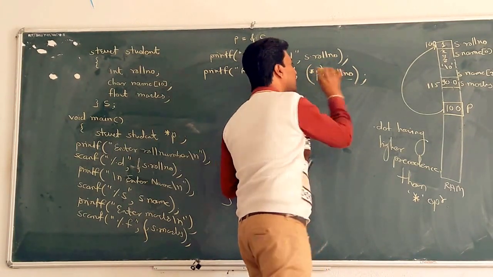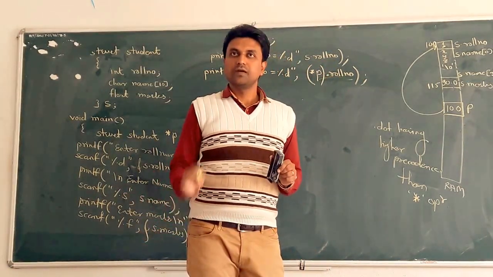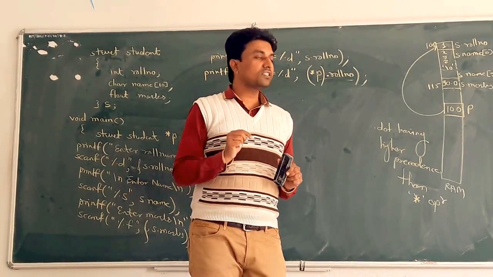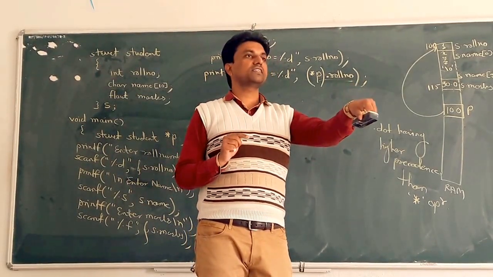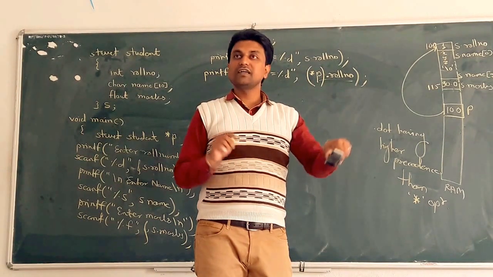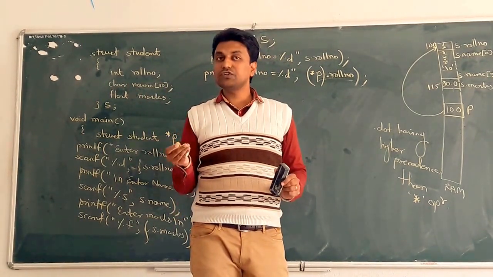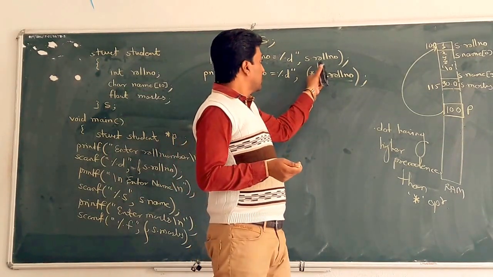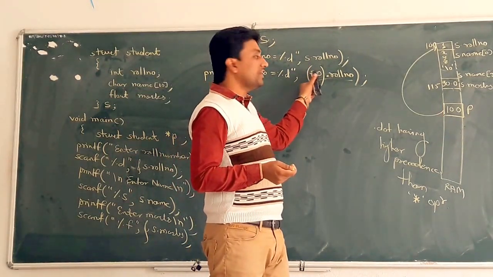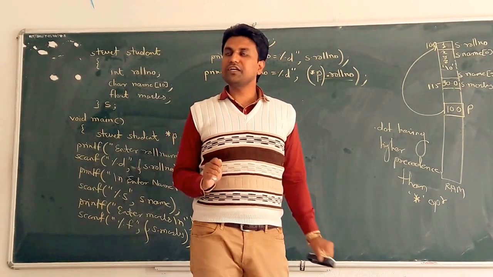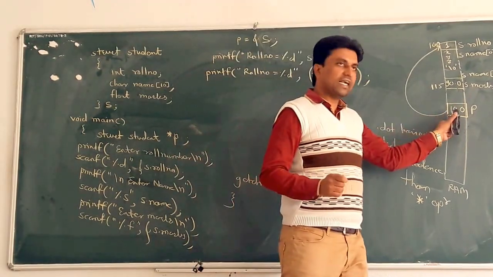First execute at pointer P, but it is not executed first because the dot operator has the highest precedence. Due to that, it gives you a syntactical error. So what is our duty? We want to make pointer P execute first. Because what is the meaning of pointer P? P contains the address.